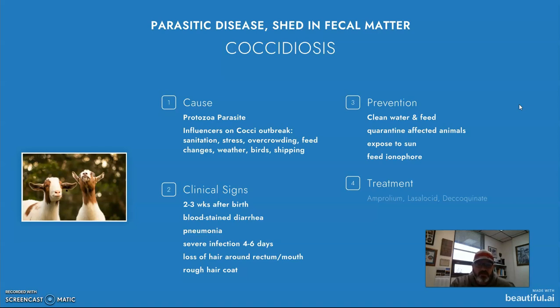But if it is associated with some kind of stressor, that protozoa can proliferate and therefore cause the outbreaks that we see here with some of the blood-stained diarrhea associated with pneumonia oftentimes, and can be pretty severe for a few weeks at a time, or a week or 10 days at a time.